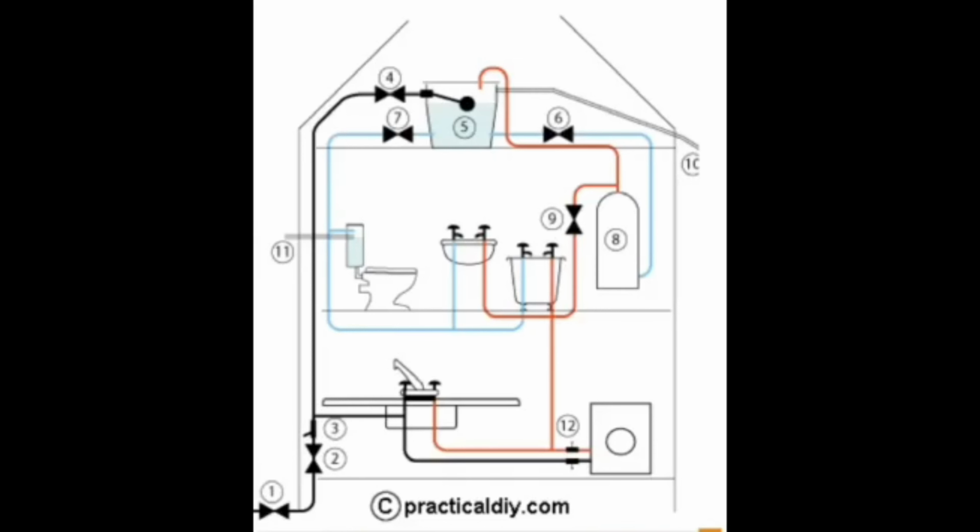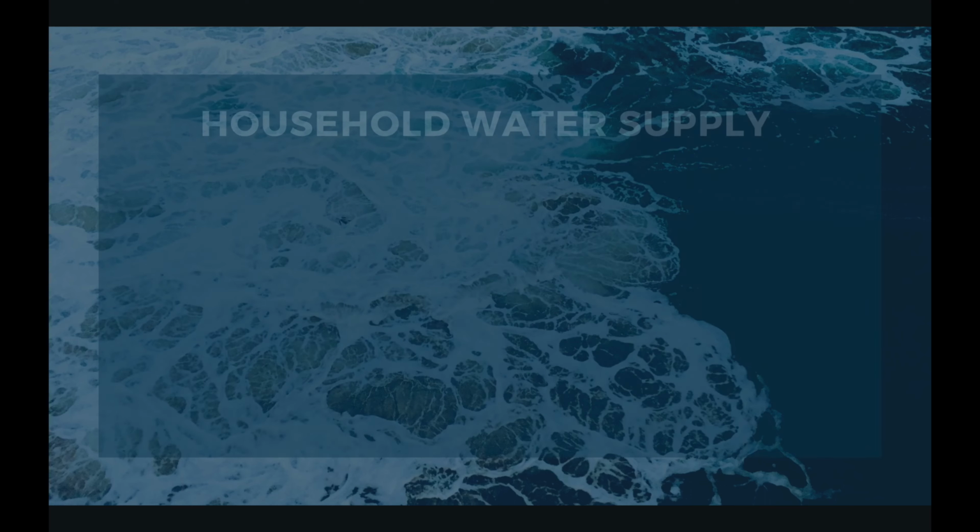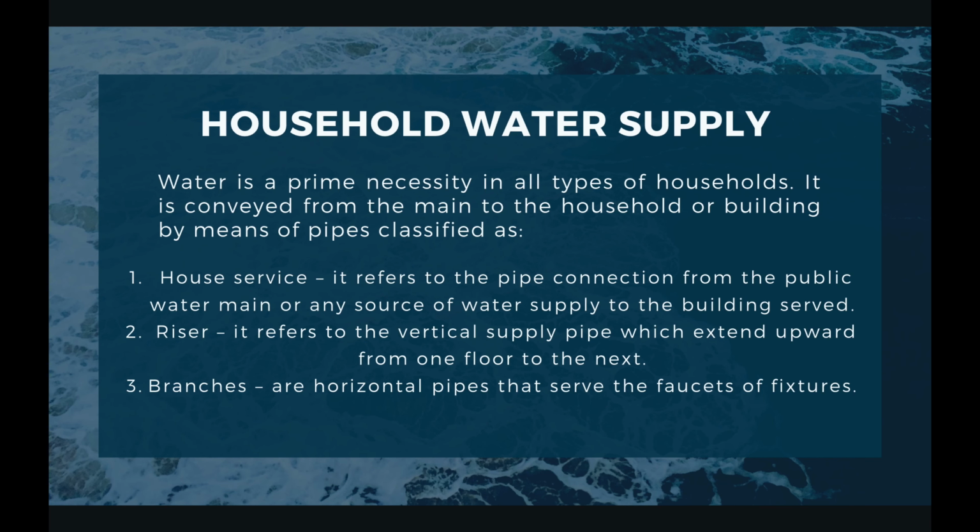The rising main also feeds a storage tank at a high point in the building from where the water is fed to all the other taps, etc. using gravity. So now we're going to proceed with the household water supply. So we all know that water is a prime necessity in all types of households because, let's be honest, everybody needs water for our everyday needs.